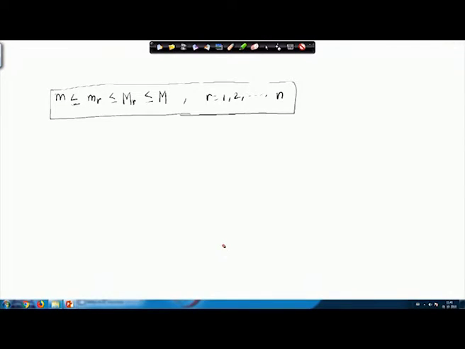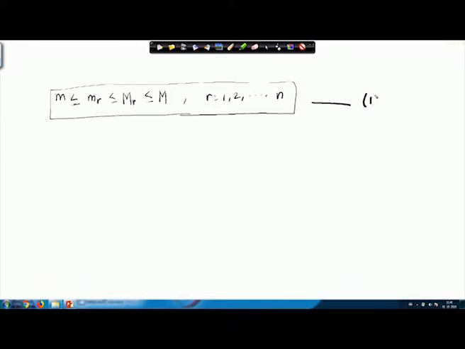Hello students. Up until last lecture we looked into an inequality of this type, where the lower bound of a function f defined on a closed interval [a, b] is less than or equal to the lower bound on all the subintervals, which is less than or equal to the upper bound of the function f on all the subintervals, which is less than or equal to the upper bound of the function f on the whole interval [a, b]. Let us call this relation equation 1.